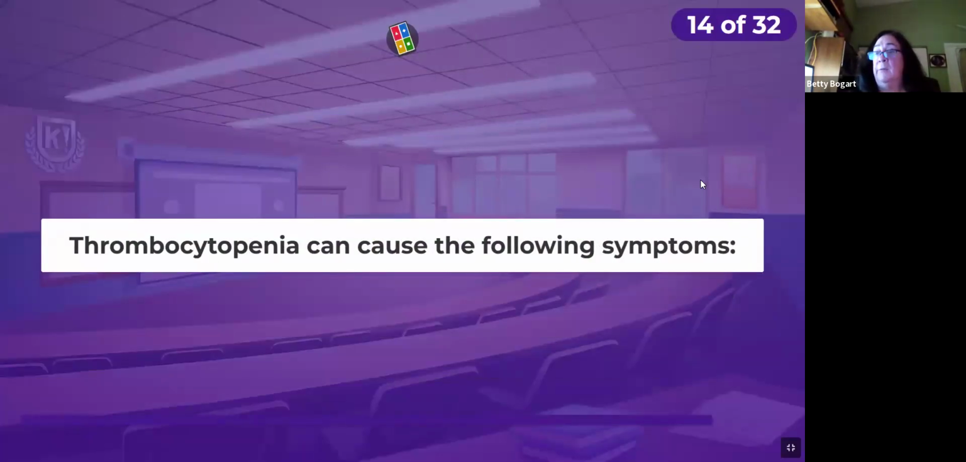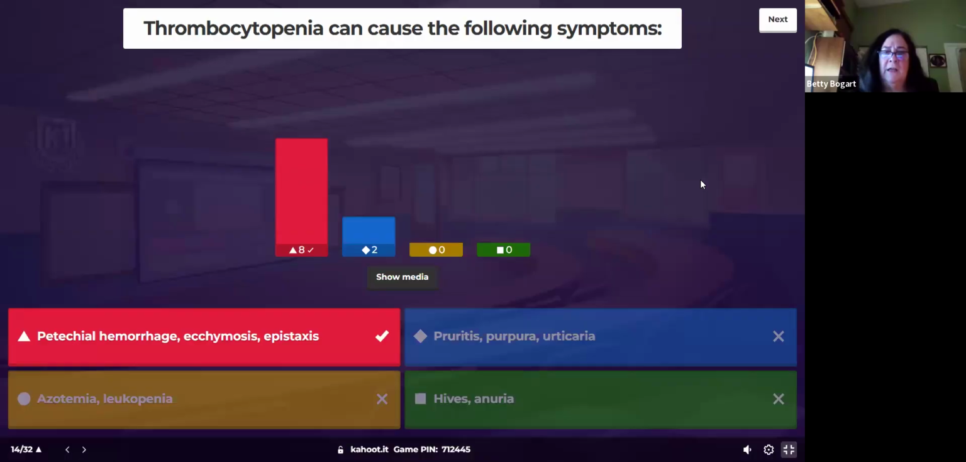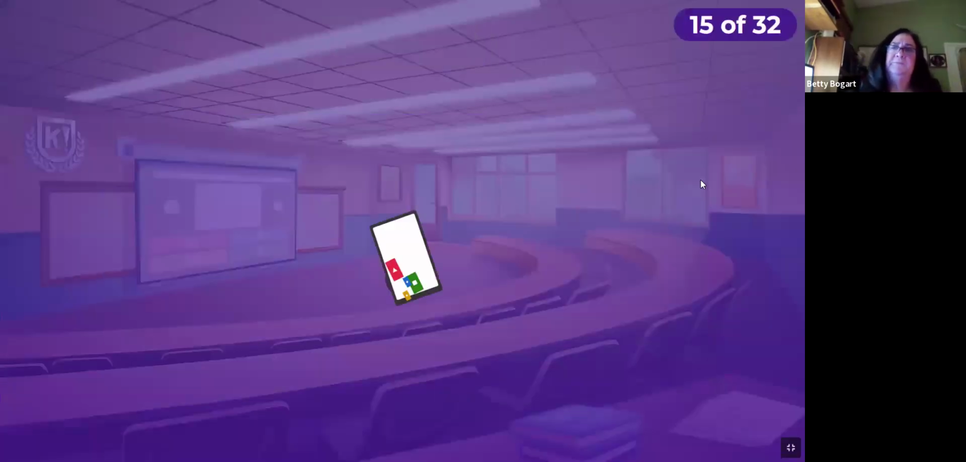Thrombocytopenia can cause the following problems. What is thrombocytopenia? It's another word for low platelets. When you have low platelets, what do you see? You're going to see petechial hemorrhage, the ecchymosis, epistaxis. Very good.